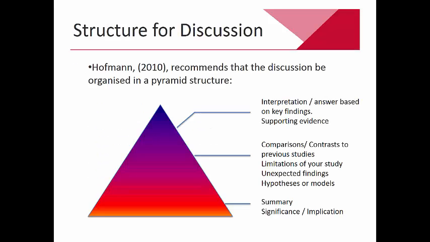So this is quite a good structure for discussion, by Hoffman. And as you can see as well, it's almost the opposite of your introduction. So you basically start on your initial interpretations and your key findings. You go back to your research aims and objectives and questions, say how you've answered them, and put in the supporting evidence. Then you might widen it out a little bit to making comparisons or contrasts to previous studies, going through your unexpected findings and the further research you may do. So you widen it out a little bit into more than just your research questions.